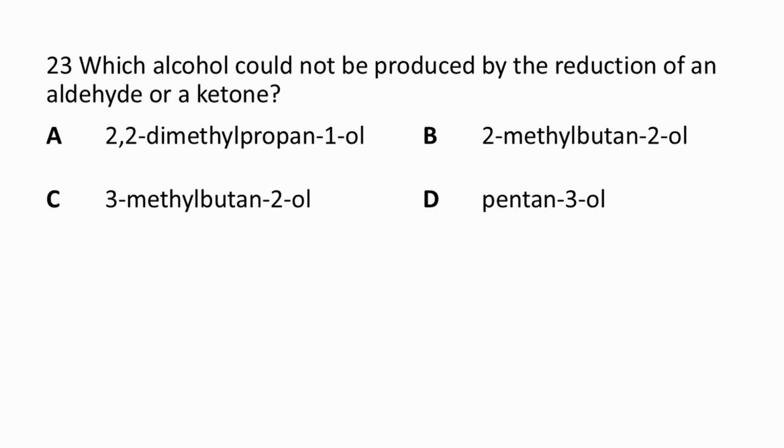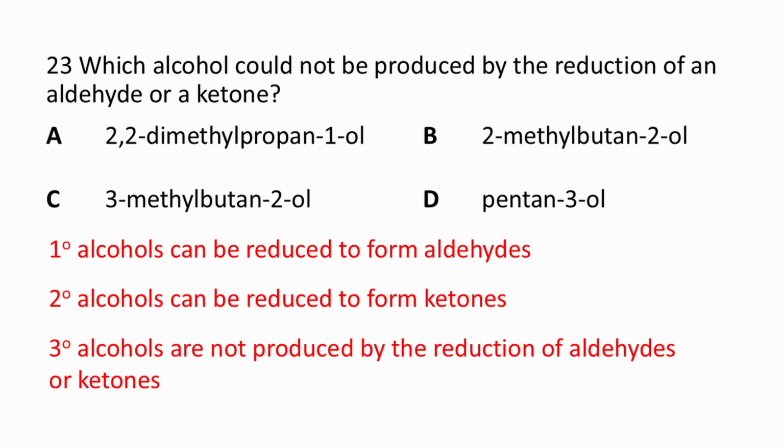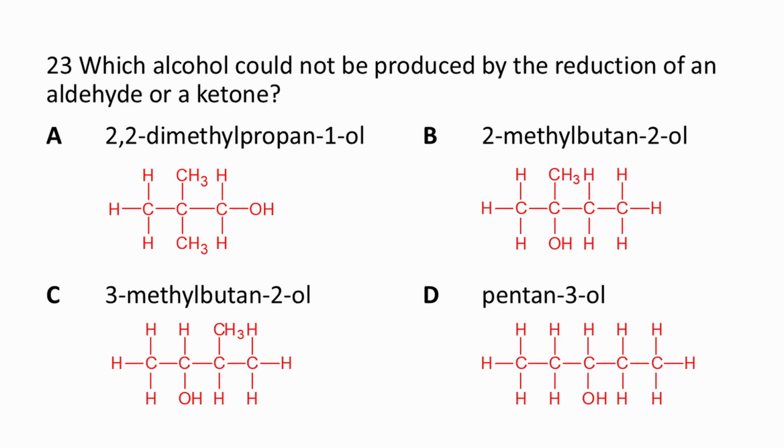Reactions of alcohols next. Which alcohol could not be produced by the reduction of an aldehyde or a ketone? Primary alcohols can be produced by reducing aldehydes. Secondary alcohols can be produced by reducing ketones. Tertiary alcohols are not produced by the reduction of aldehydes or ketones. Sometimes it is easier to classify the alcohols as primary, secondary or tertiary if we draw them out, like I've done here. In each case, look at the carbon that is attached to the OH group.